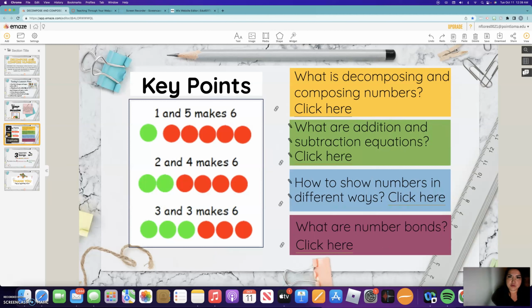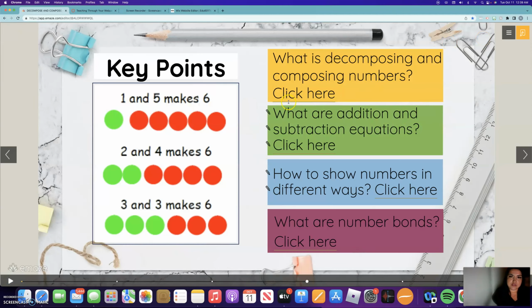Here are some key point questions. First question, what is decomposing and composing numbers? Friends, I attached a video on here. If you just click here, it'll take you to a very fun video that will help you answer that question in case you need to go over that.